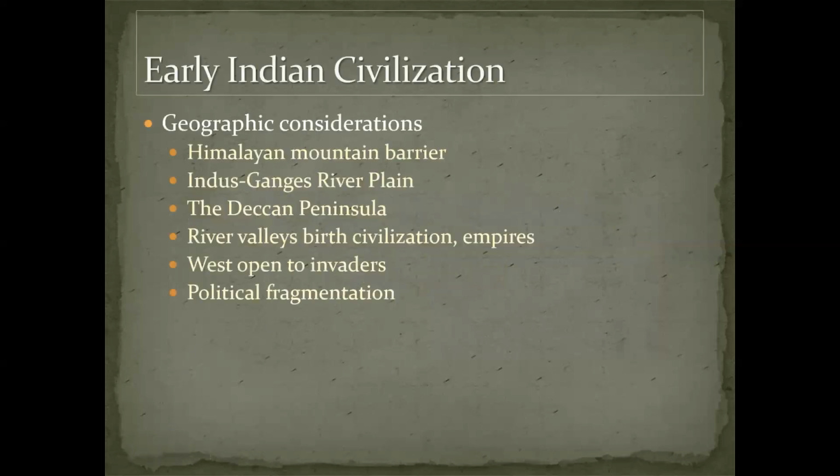First thing to talk about with early Indian civilization is its geography. There are basically three major geographical areas in India, the subcontinent in Asia. I'll show you a map in a second. One is the Himalayan mountain barriers, one obvious barrier. Then there are the great river plains of the Indus and the Ganges River. And then of course there's the peninsula down in the south. That's the Deccan Peninsula, as it's called.